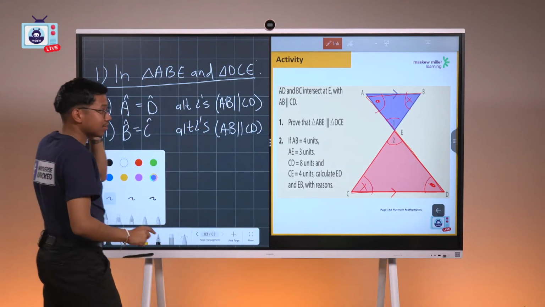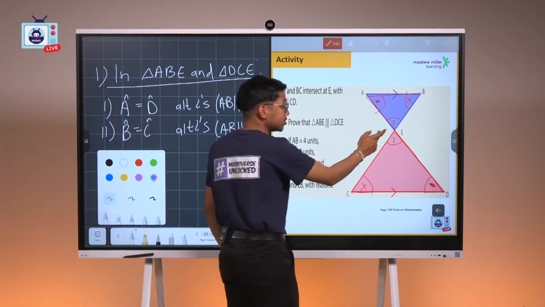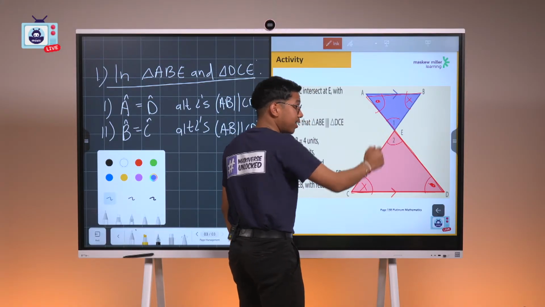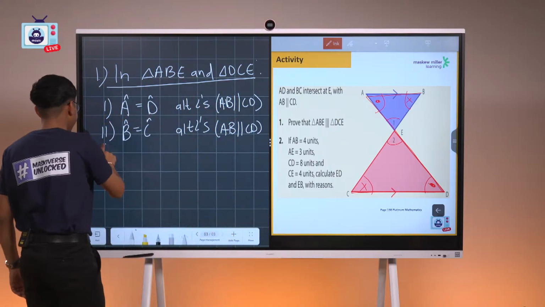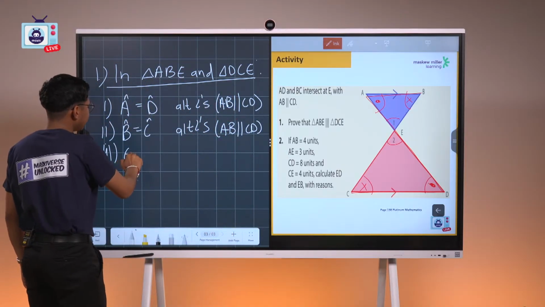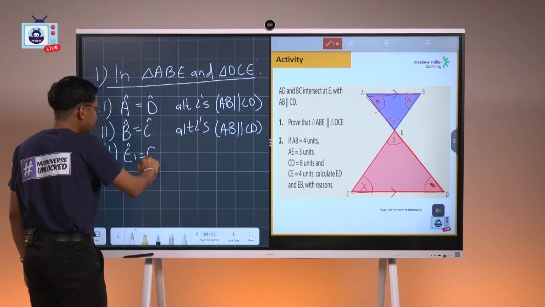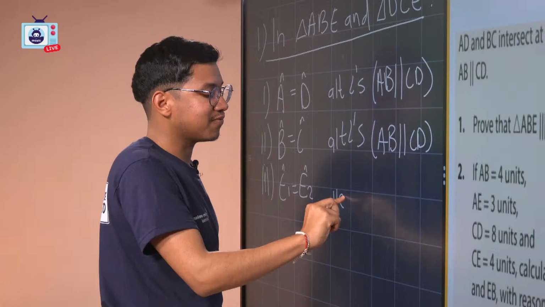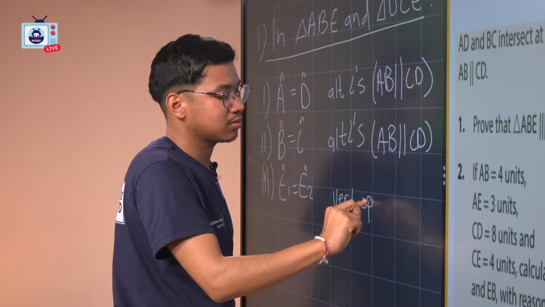So how do I name this? I can't say angle E, because angle E is made up of two angles, right? I have an angle E1 and an angle E2. So I must say here that angle E1 is equal to angle E2. What's my reason there? It is vertically opposite.